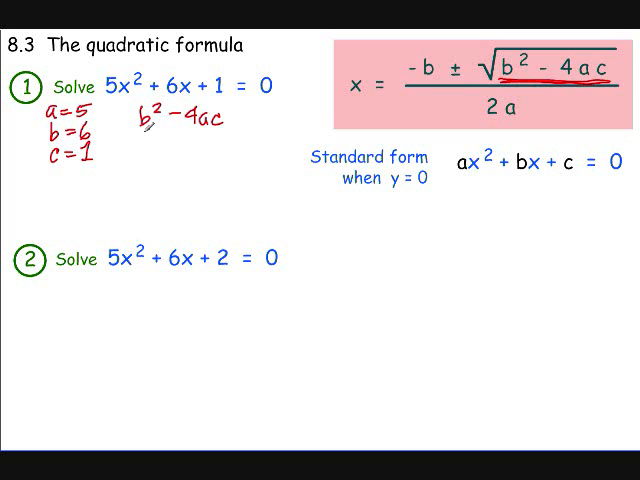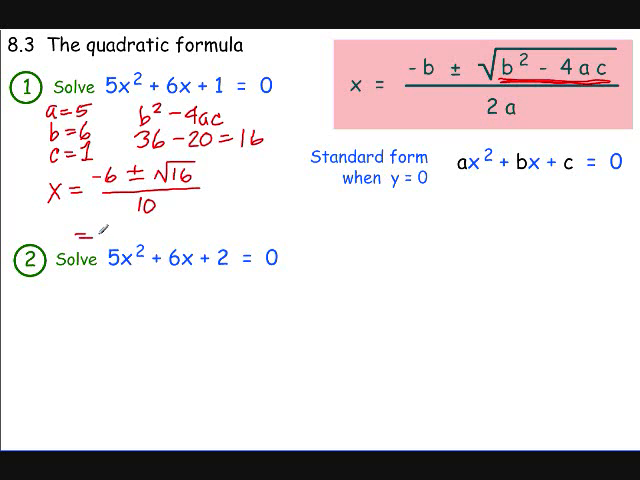B squared would be 36. A times C will give me 5 times a negative 4. So it's going to be positive 16. X is equal to minus whatever our B is. In this case it was positive, so minus 6 plus or minus the square root of 16, that's going to work out nicely, all over 2 times A, which is 10.